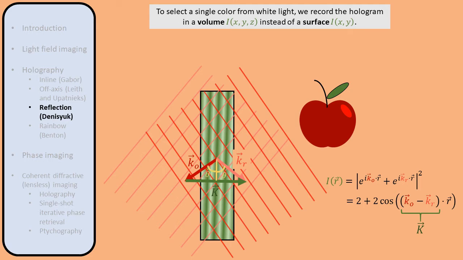If theta denotes the half angle between the object wave and reference wave, then the length of the wave vector of the interference pattern is equal to 2 times sine theta times the length of kr or ko. The period of the interference fringes can then be found by dividing 2 pi by the wave vector, which results in the illumination wavelength divided by 2 sine theta.